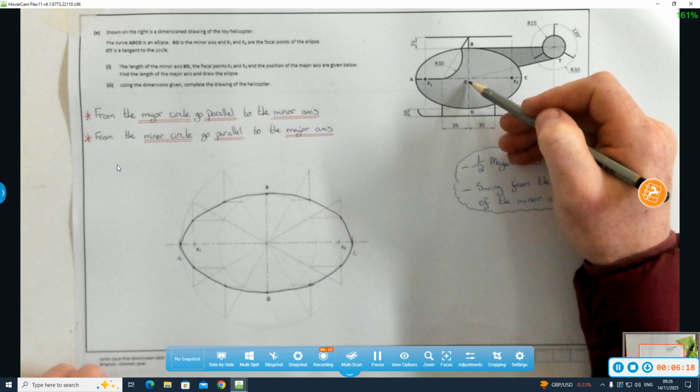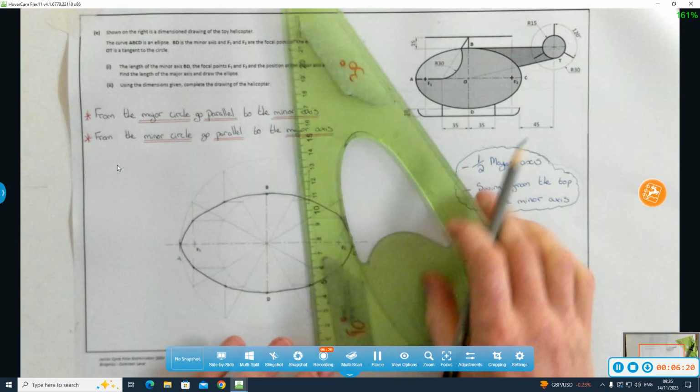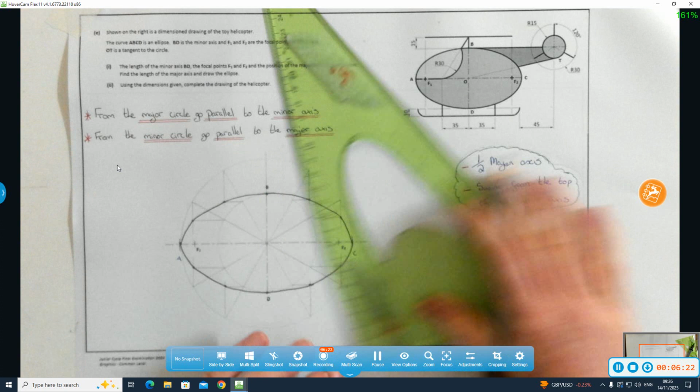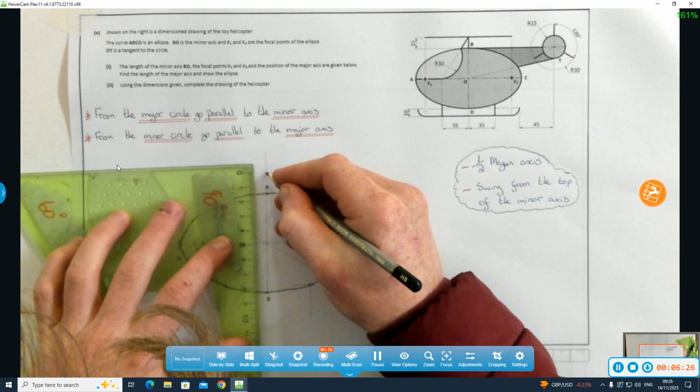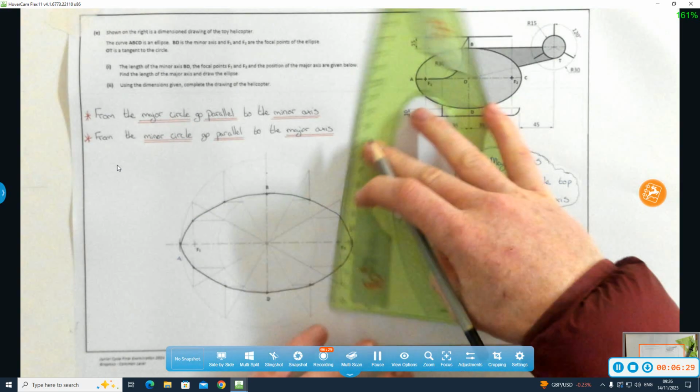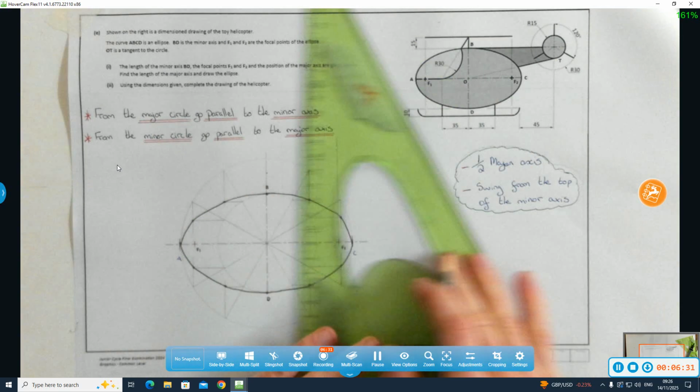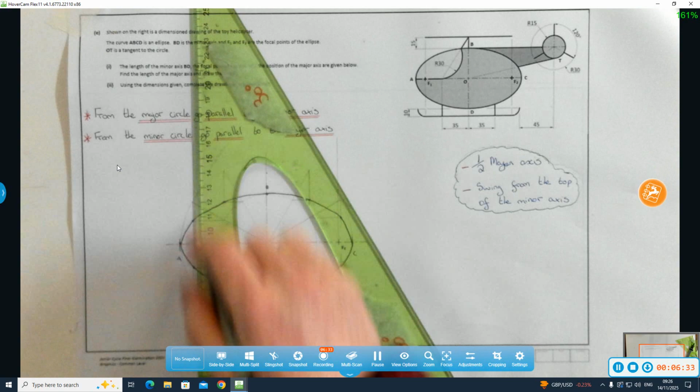So we can see that this one comes straight up from the minor axis, a height of 15 millimeters. Here, the top propeller part goes straight up from the two focal points.